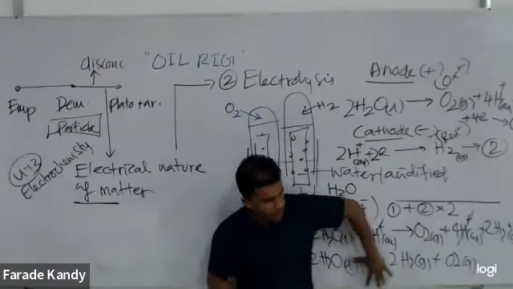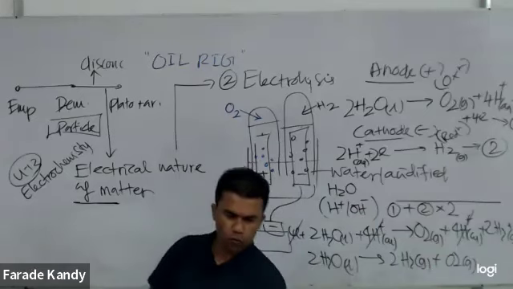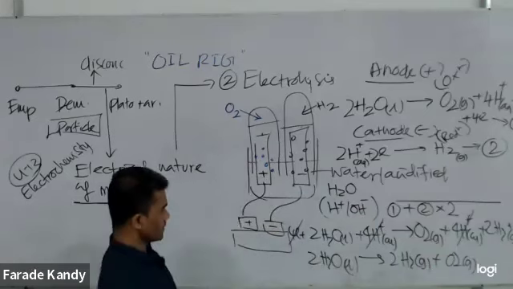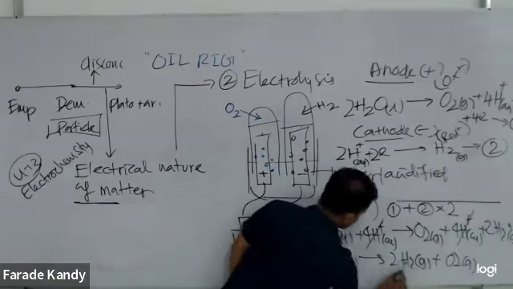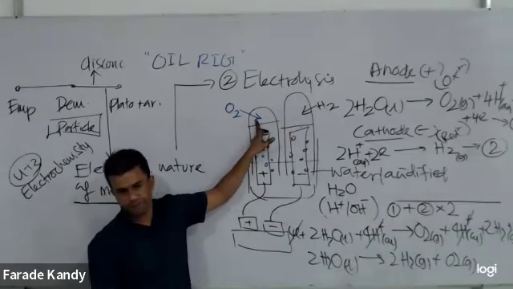This process is known as electrolysis. Which gas can be collected more? It is hydrogen. Why is that? The ratio is 2:1. That's what is here, 2 times of this.